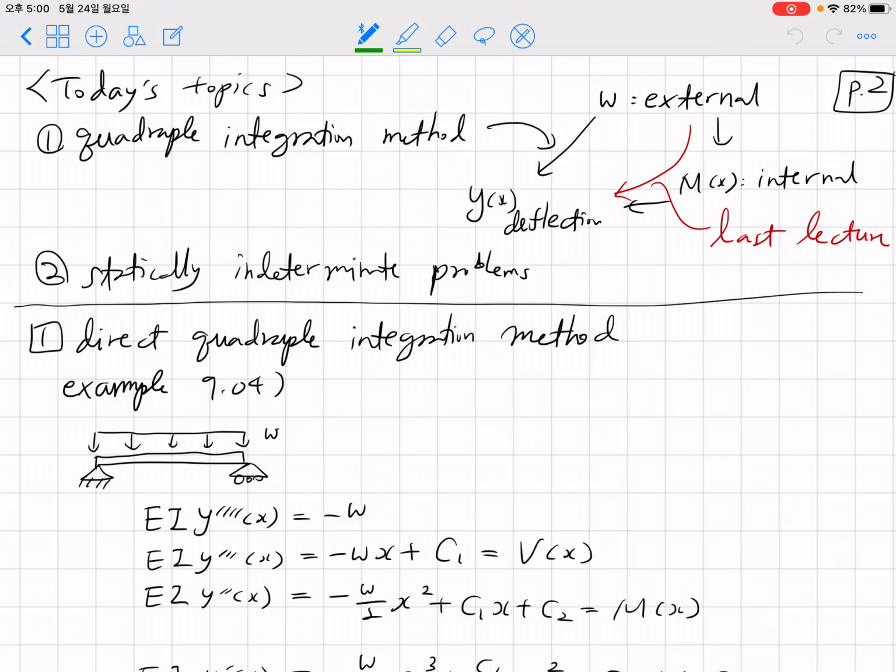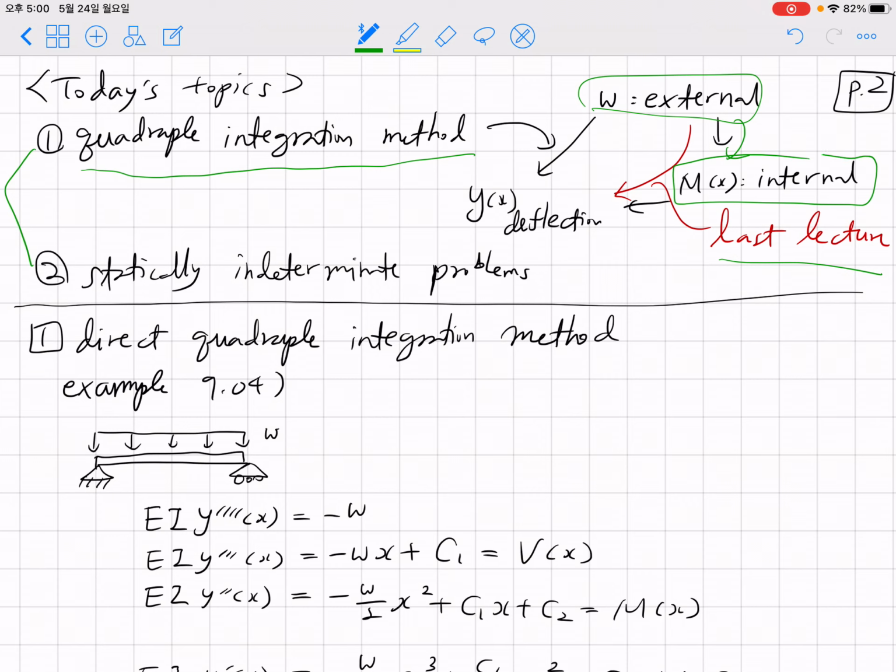So as I told you in the previous video, today we'll cover two topics. First is the quadruple integration method. In the last lecture we discussed starting from external loading to a moment or directly to moment. After obtaining this moment information, after integrating twice, we can obtain the elastic curve y as a function of x. Instead of doing that, today we'll begin from w directly and do quadruple integration to obtain y(x). After we discuss quadruple integration, we'll discuss statically indeterminate problems.